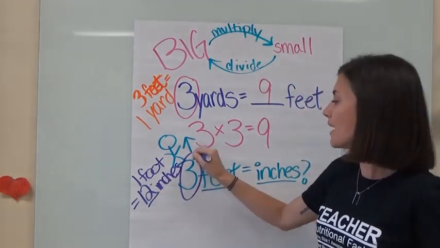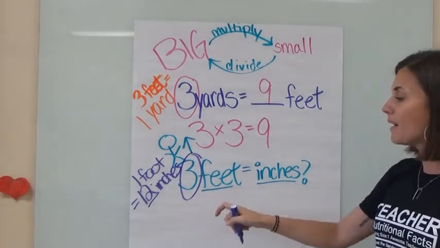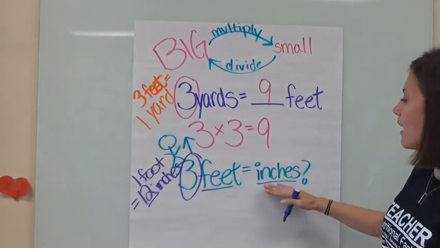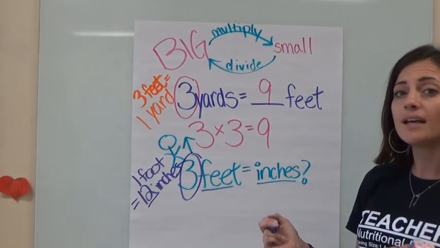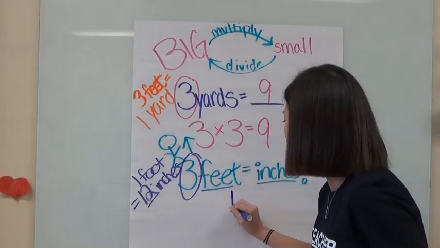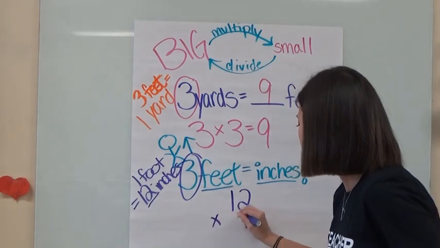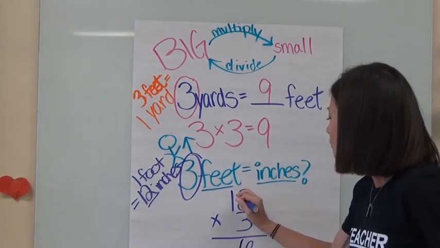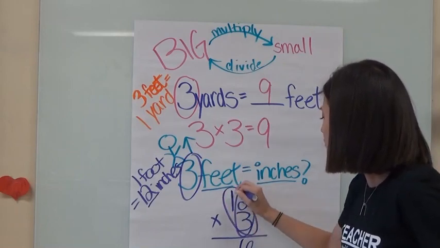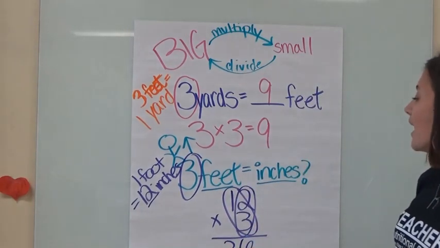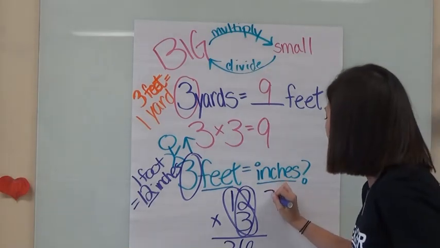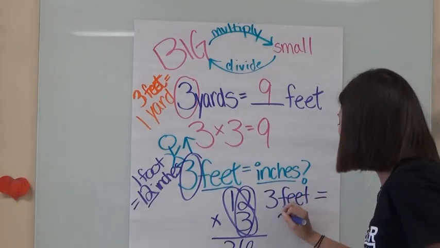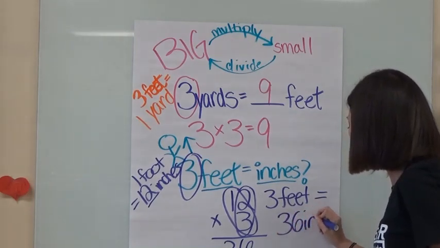And I'm going to multiply the number of feet I'm converting by the number of inches in 1 foot. So to figure out how many inches are in 3 feet, I'm going to multiply 12 inches times 3 feet. 2 times 3 is 6. 1 times 3 is 3. So I can confirm that 3 feet equals 36 inches.